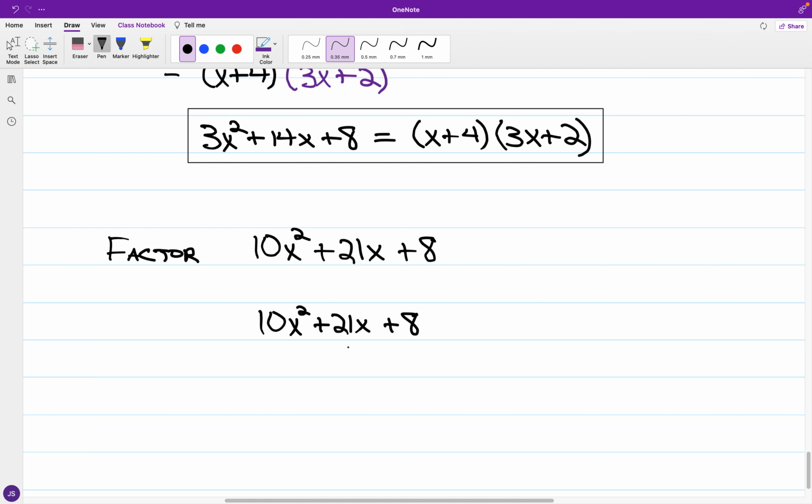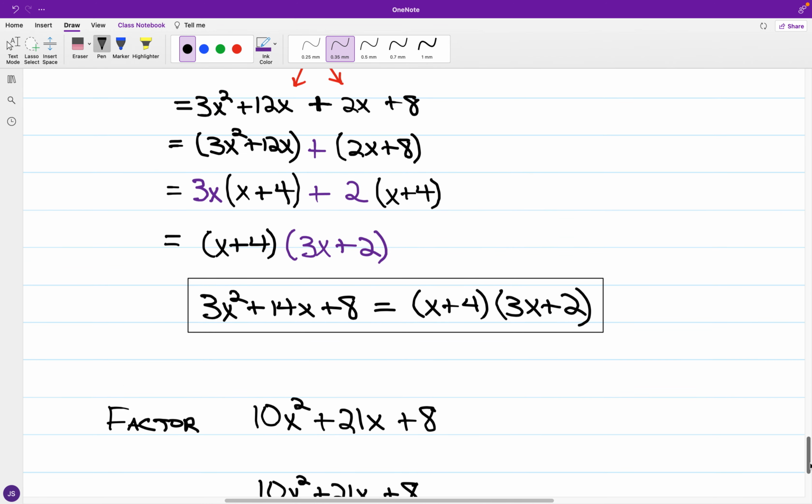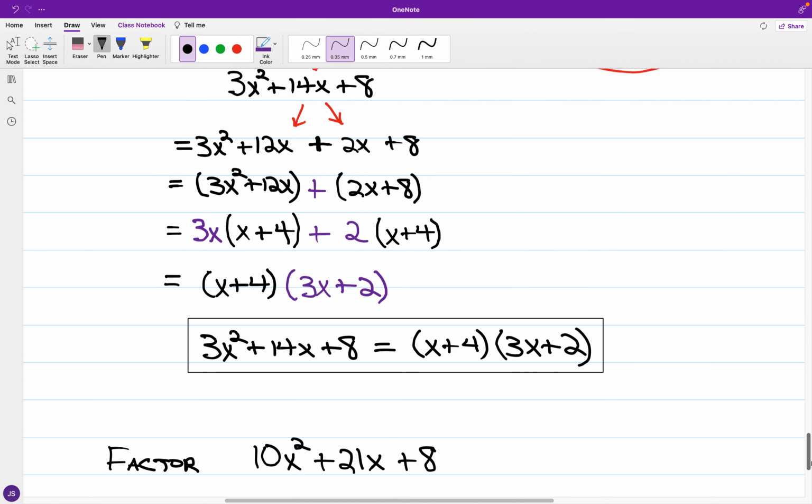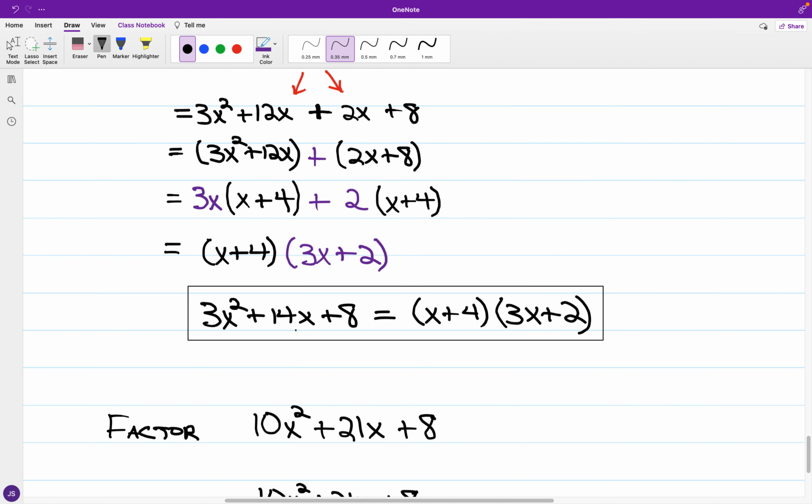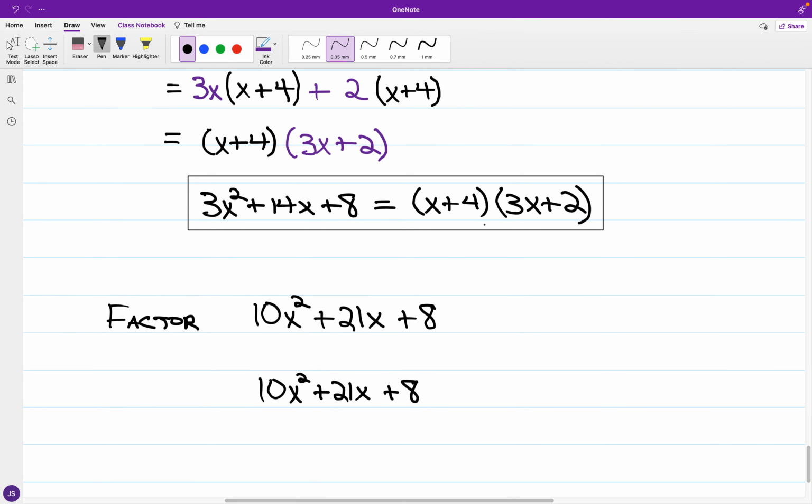So you've got 10x squared plus 21x plus 8. Now, for the first example, when we had 3x squared plus 14x plus 8, the 3x squared combination would be 3x and x, and 8 could have been 1 and 8, 2 and 4, 4 and 2, or 8 and 1. But the combination had to be x plus 4 and 3x plus 2.